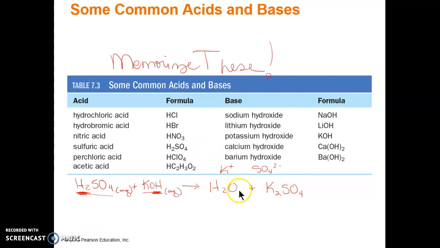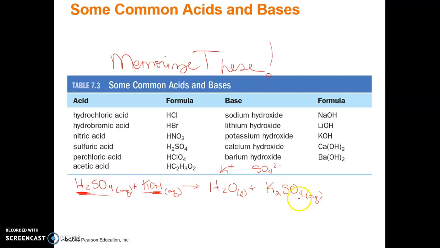So we need to write our phases in here. The water is liquid. And this is one of the rules on the solubility rules with the potassium, that it is going to be aqueous. All right, so now we need to go through and make sure everything balances.